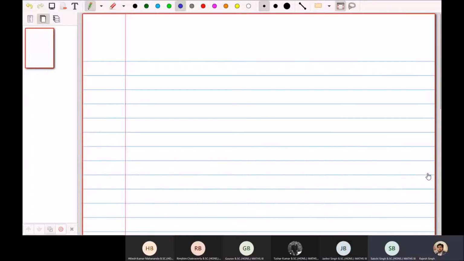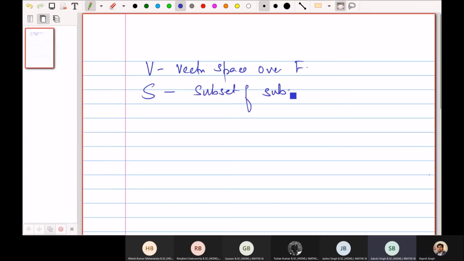So let V be a vector space over some field F. Let S be any subset of the set of subspaces of V. S is a subset of the set of subspaces of V. Let's define a relation R on S.